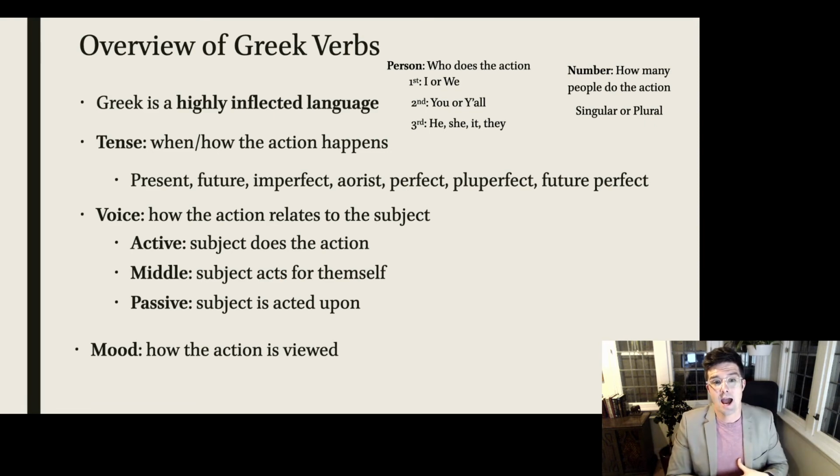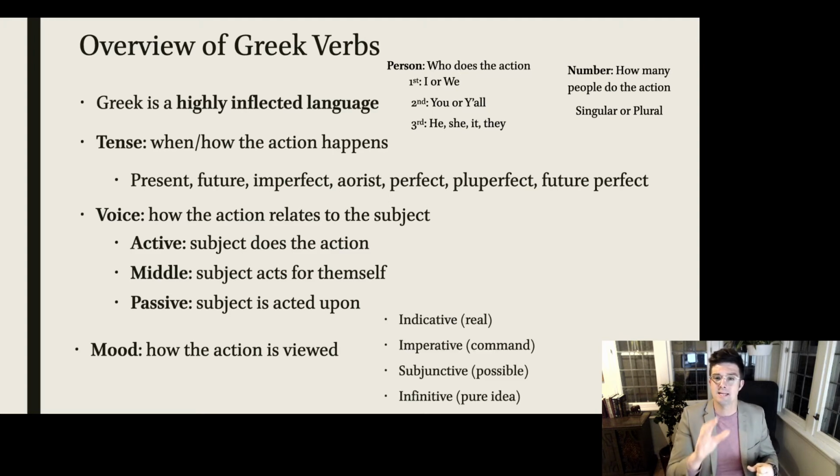And the last thing to note here about the overview of what Greek verbs have is that Greek verbs also have mood. And mood refers to how the action is viewed. So we're going to be in the indicative mood for quite a while in this class. The indicative mood is when the action is viewed as real, as actually happening. That what is said in the verb, what is indicated in the verb, has happened or will happen in the future. The imperative mood is the mood of command, where one tells someone else to do something. The subjunctive mood is the mood of possibility. The action of the verb may or may not happen in the future. And the infinitive mood is the pure idea of the verb, unconstrained by person and time.